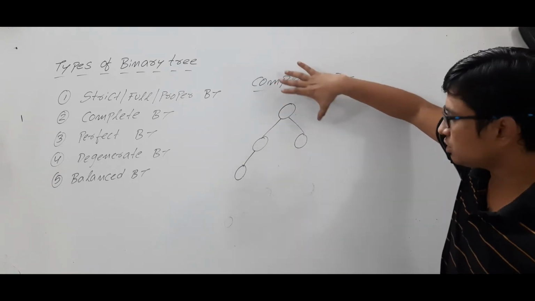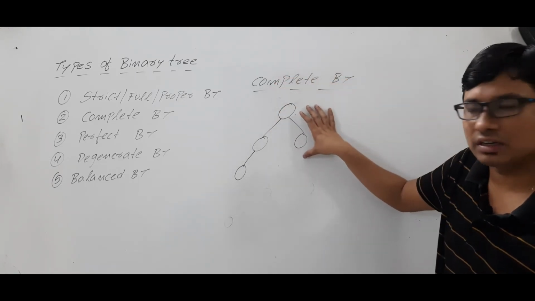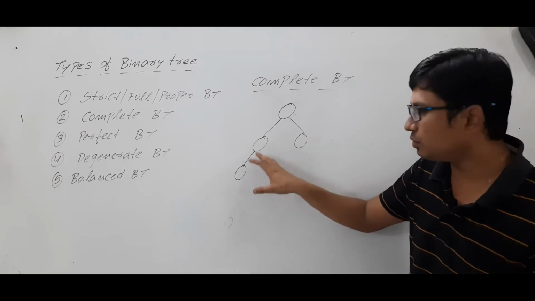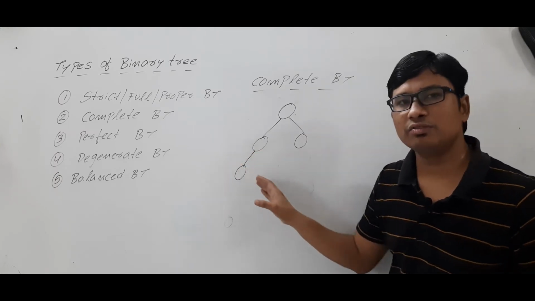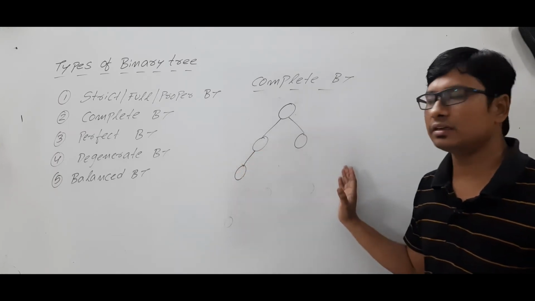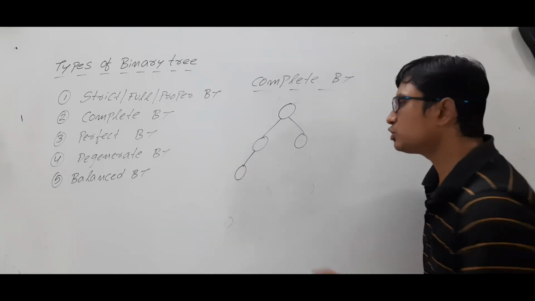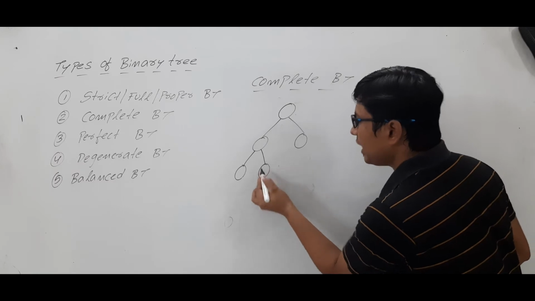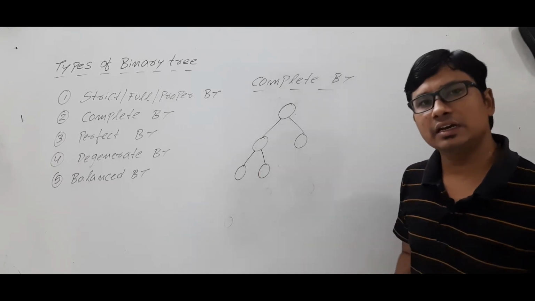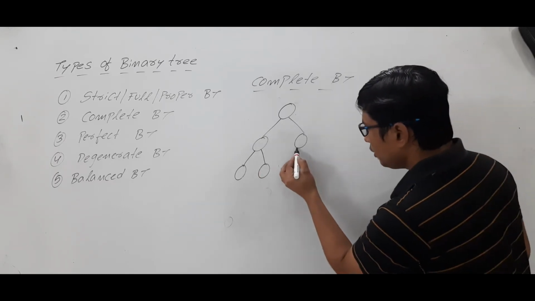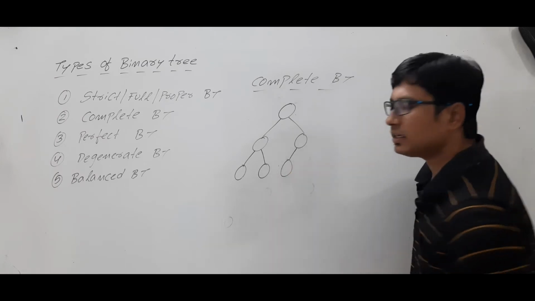See it. This is the level 0, level 1. Level 1 is full. Now coming to level 2, the elements start filling from left to right. Suppose if I want to add one more element, that element should be there here. Now I can call this one a complete binary tree. Now if I want to add one more element, it should be there here.